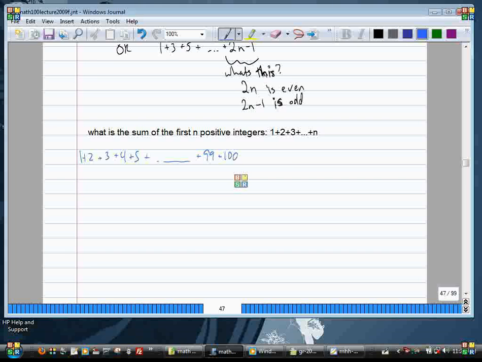Does everyone see what he's talking about? Okay. So what Jonathan said is pair up the numbers: 99 plus 1, 98 plus 2, 97 plus 3, and so on. That is almost the same as what this bright young student did.